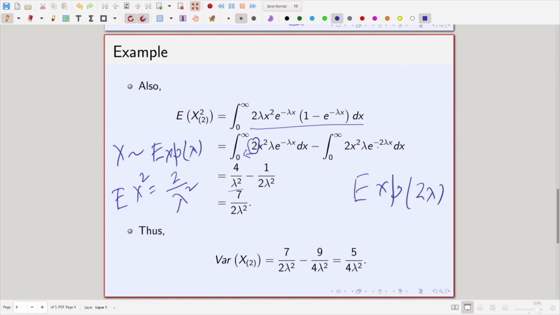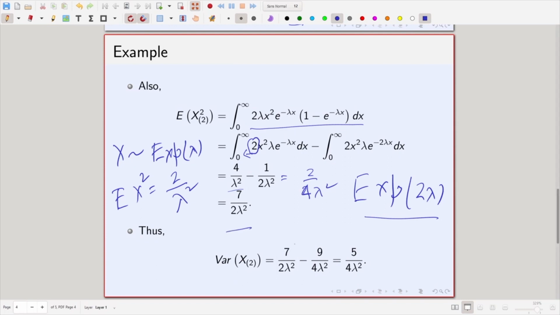Now I look at this density, 2 lambda times e to the power minus 2 lambda x times x square. So now it is just expectation of x square where x has this distribution. So this is basically 2 over 4 lambda square, because it will be 2 over the parameter square. Here the parameter is 2 lambda, so we get 1 by 2 lambda square. Now if you do this, you get 7 by 2 lambda square.